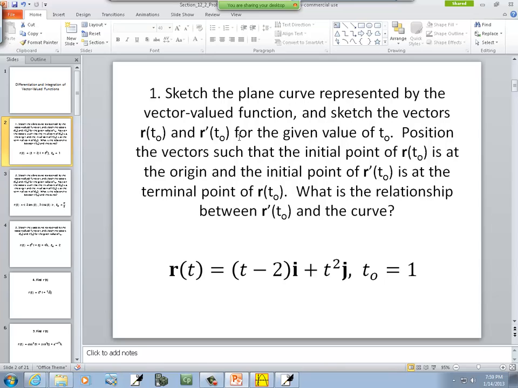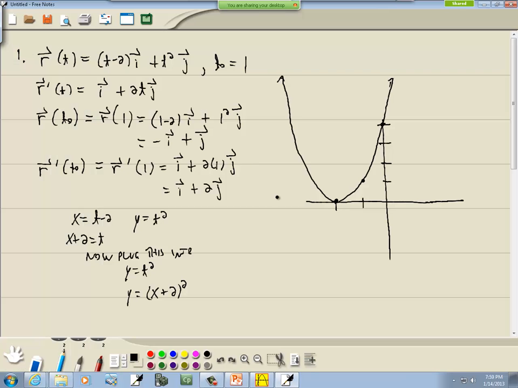But then we want graphs of r of t naught and r prime of t naught. Now r of t naught, they want us to start at the origin. Now I'll do this in red. So I'm starting here, and r of t naught is negative i plus j, so this is negative 1 on the x and positive 1 on the y, which would be right here. So that's this one right here, r of t naught.